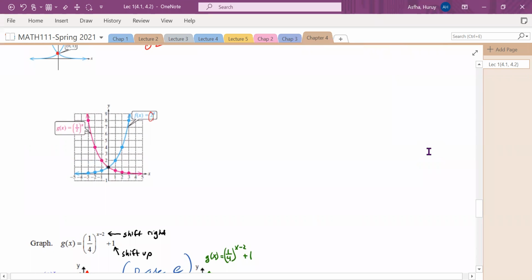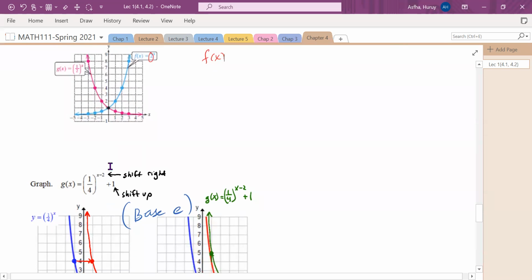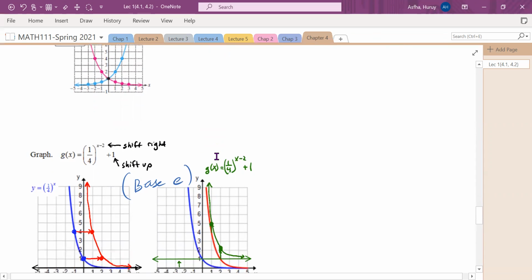And of course, if we have any function given as an exponential function, then we can use the listing method. We can prepare the table of values, and then we can just spot the points and connect them. Okay, that's one way. And another way is we can use the shifting, or transforming, method.